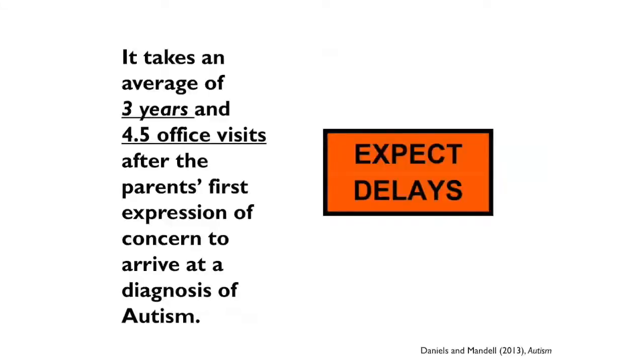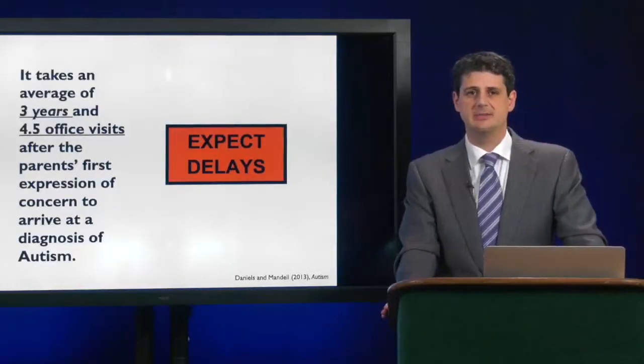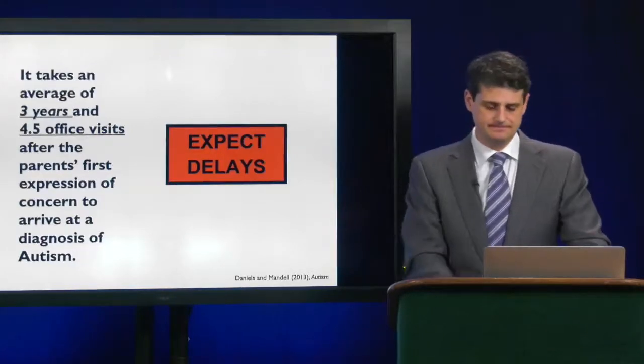In fact, the literature shows us that on average, from the time the parents are first concerned about autism to the time they get a diagnosis, the average length of time is 3 years, 4.5 office visits. So that's not good news. So we want to always encourage our families, whether it's through a very frank conversation or whether it's through writing a letter to a school or writing a letter to a case manager, anything we can do to help speed up the diagnostic process is going to pay off big dividends later.